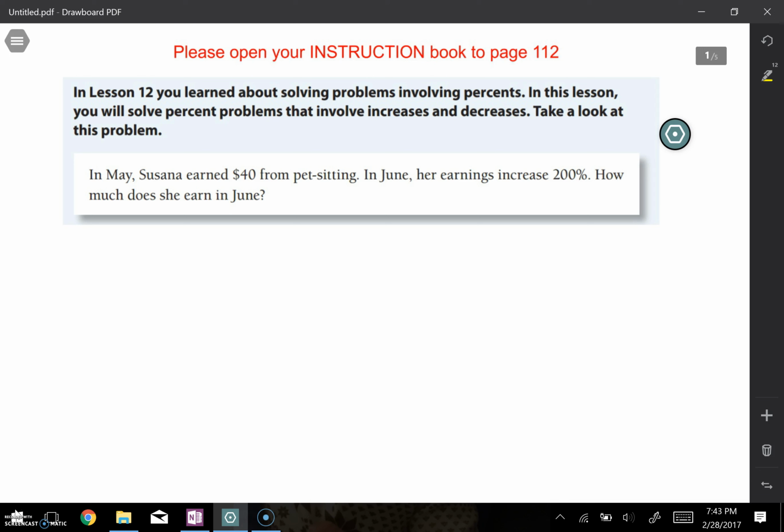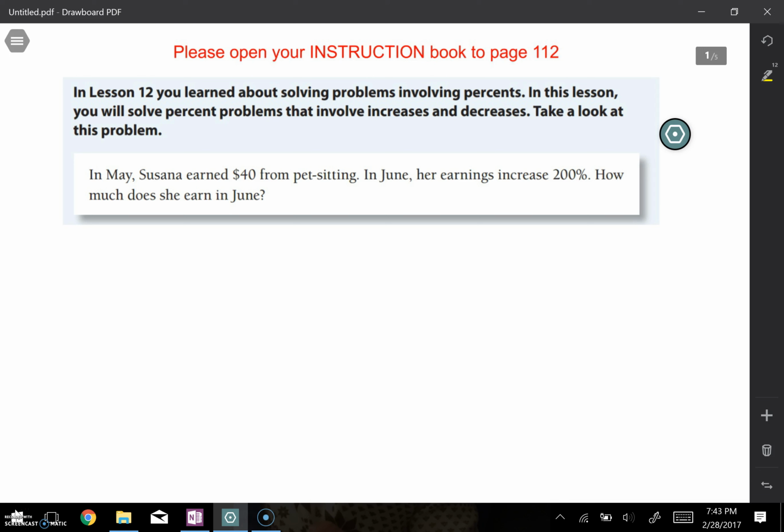So while you guys are listening to this, please open your instructions book to page 112. We are going to be using percents and seeing this idea of changing, and then we'll move into markup and increase and decrease of percent change. So let's jump right in.